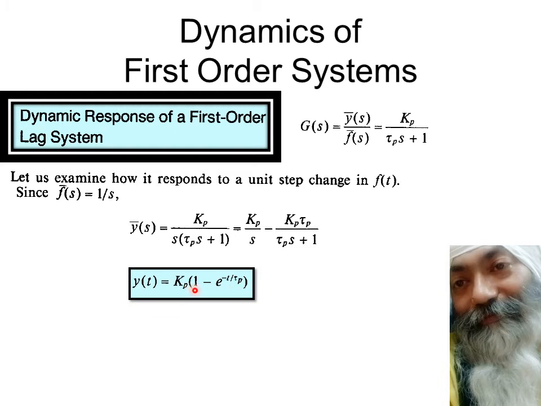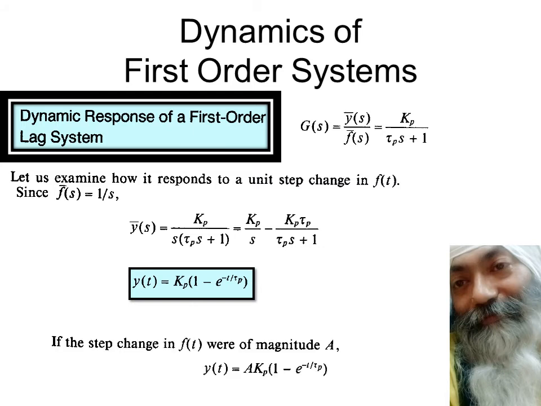In the case of pure capacitive systems, at t equal to infinity, the output was becoming infinite, and that's why we said it's a non-regulating kind of system. But in this case, at t equal to infinity, it's going to saturate at Kp, or if it's normalized, at 1 if we take y(t) upon Kp. So, unlike the pure capacitive systems, this is a self-regulated system. Let us see.